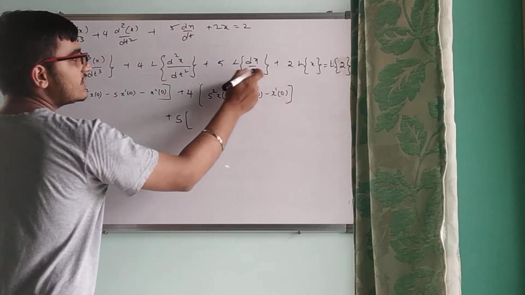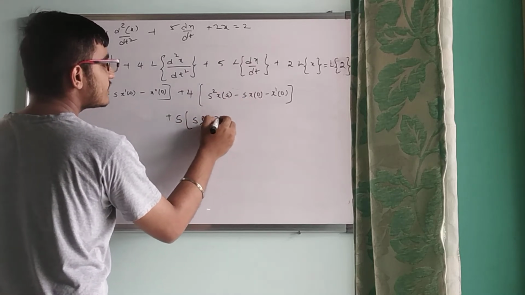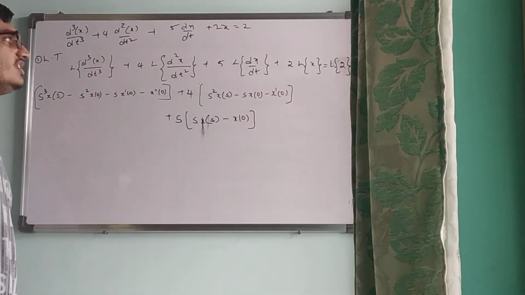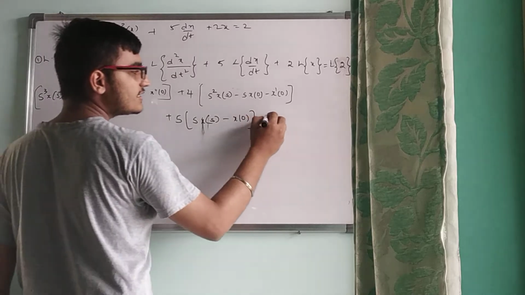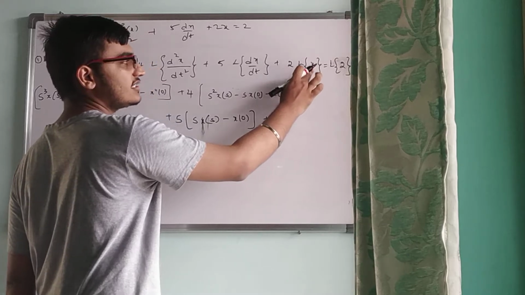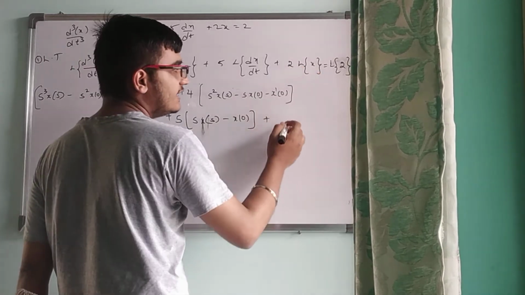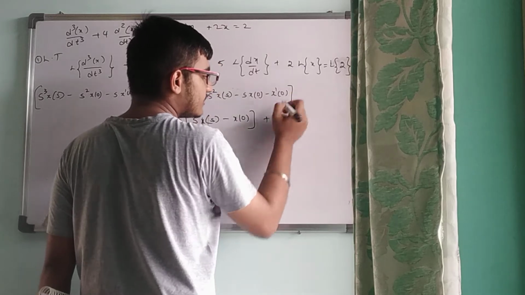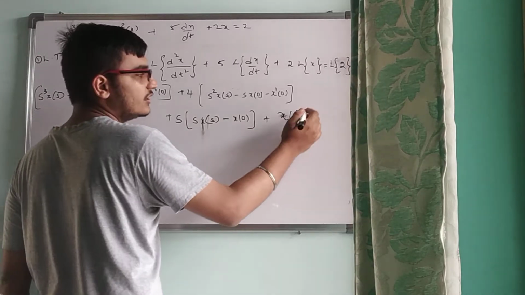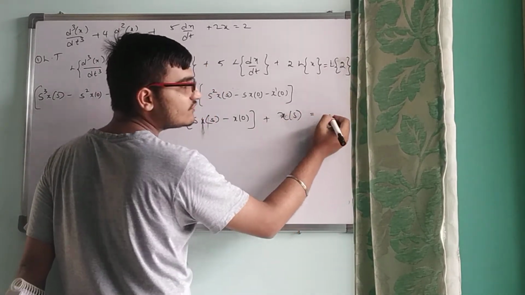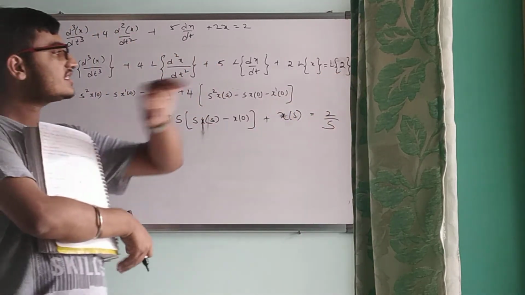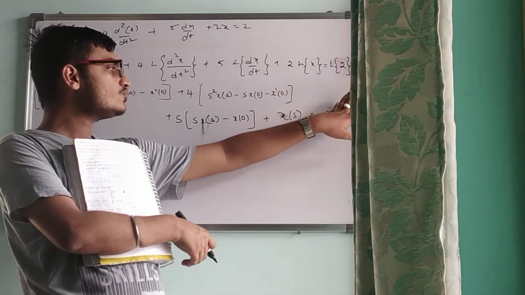Plus 5 into Laplace transform of dx by dt: s into x of s minus x of 0. Plus 2 into Laplace transform of the function x. Laplace transform of a function x is nothing but x of s. This is equal to the Laplace transform of a constant, k by s. Here that constant is 2, so k by s, k is 2, so 2 by s.